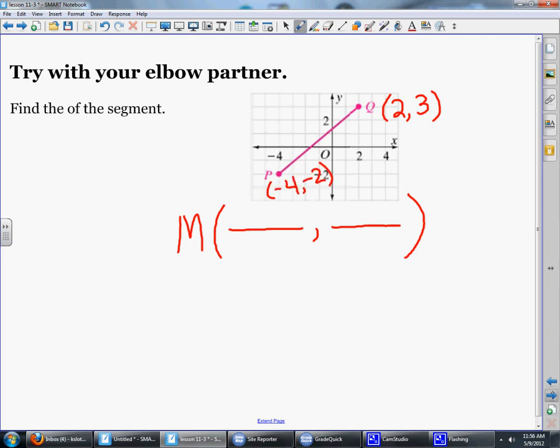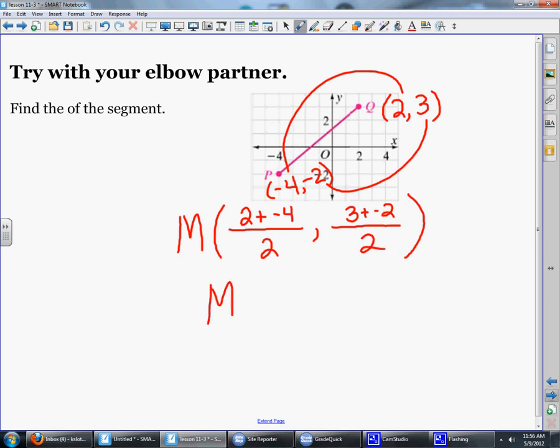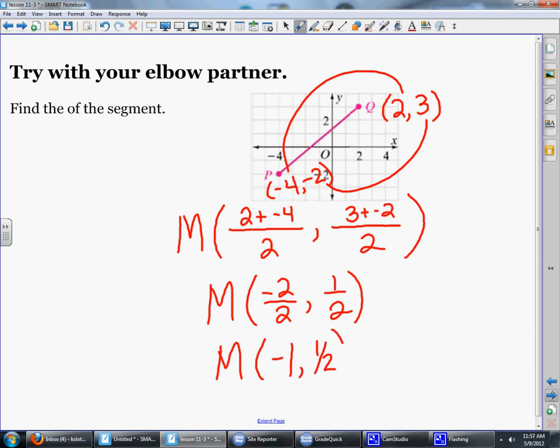So we're going to add the x's together. So we're going to add 2 and negative 4, 2 plus negative 4, and divide it by 2. And then we're going to add 3 and negative 2, 3 plus negative 2, and we're going to divide that by 2. So the midpoint is negative 2 divided by 2 and 1 divided by 2. So the midpoint then is negative 1, and I'm just going to keep the other one as a fraction, 1/2. Oh, don't forget the parentheses.